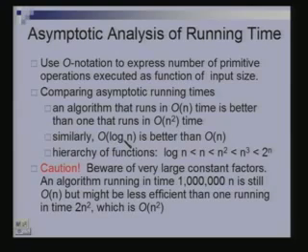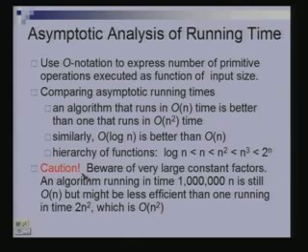Similarly, an algorithm which has a running time of big O of log n is better than one which has a running time of big O of n. And we have a hierarchy of functions of this kind: log n, n square. An algorithm with a running time of big O of log n is better than one with big O of n, which is better than one with a running time of big O of n squared, then big O of n cube, which is better than an algorithm with a running time of big O of 2 to the n.